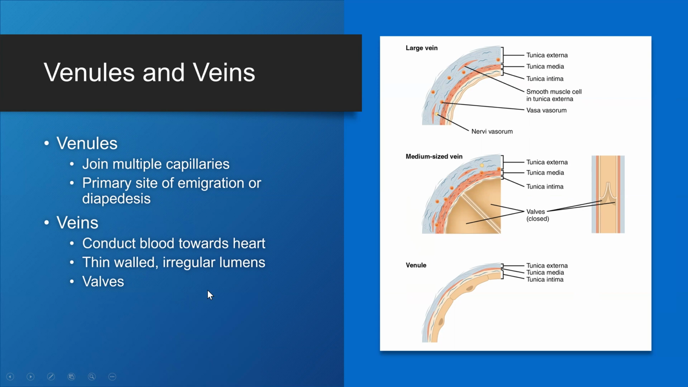So on this diagram, you can see a venule that has three tunics that we're already familiar with, the medium-sized vein and large-sized vein. And you can see in a large-sized vein, the thickest tunica usually is tunica externa.